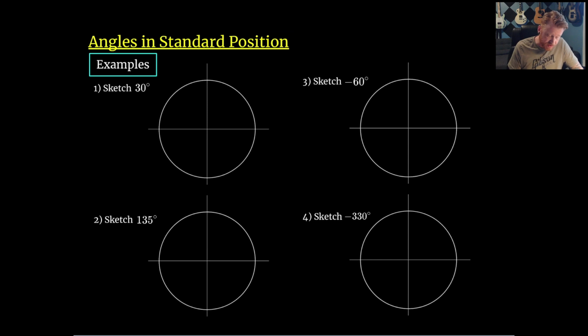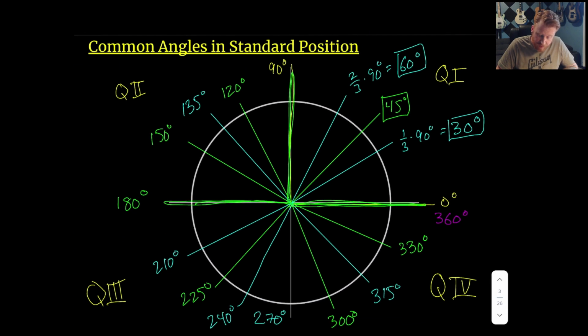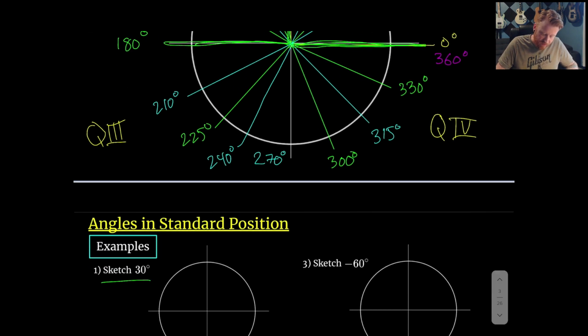So the first question is asking us to sketch an angle of 30 degrees. So I've got the axis here, and I've just got this circle just so that we can make some references, just like we did on the previous page. We didn't need that circle in there. Maybe I should have started off by mentioning that circle. It's just there to give us some sort of reference, so I know kind of where to mark.